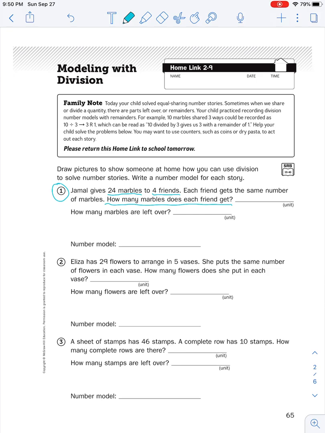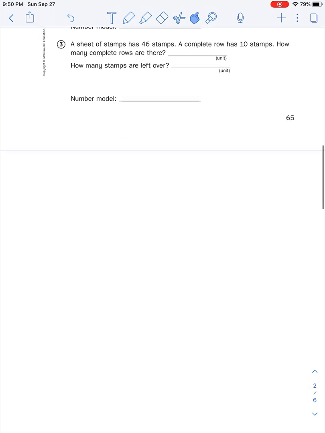Well, remember from yesterday, we know that that big number, that total number, is going to be our first number that goes in our number model. And then you're going to put divided by, and then it's divided amongst 4 friends. And we don't know what it equals yet. Okay, so we'll just leave that part blank. I'm going to go down to my next page so I can draw this out. So I need to remember the numbers 24 marbles and 4 friends.